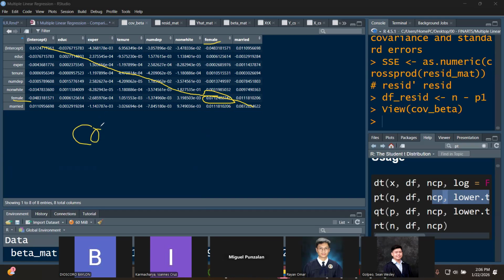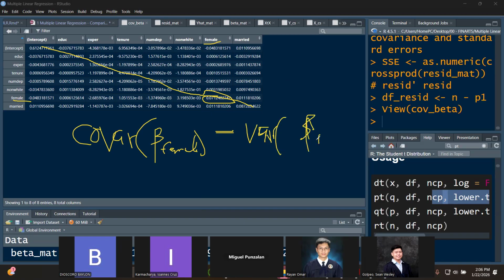So the covariance, class, of your particular, let's say beta female, that's equal to the variance, class, of your beta female. So the covariance of beta female with beta female is the variance of beta female.